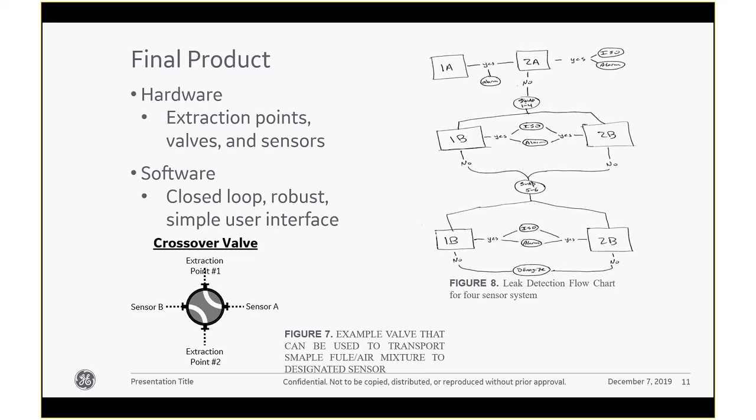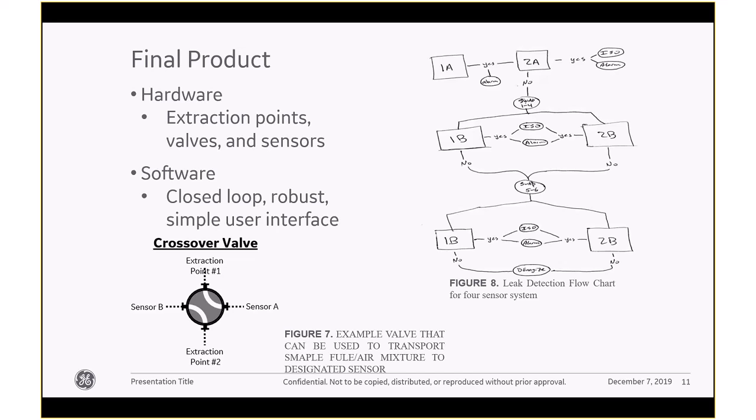If any leak happens, these extraction points are located at low pressure areas. So that fuel will travel to these low pressures, and the leak will be sucked in through the extraction port, sent through a series of valves, and be read by these sensors as unburned hydrocarbons.